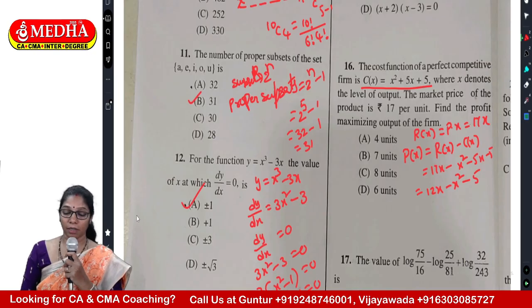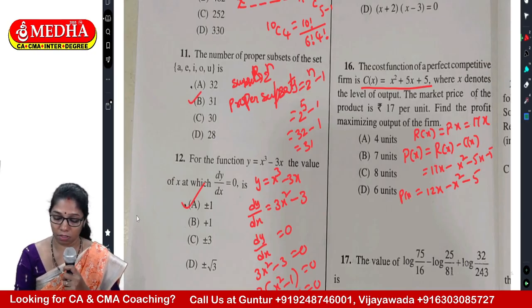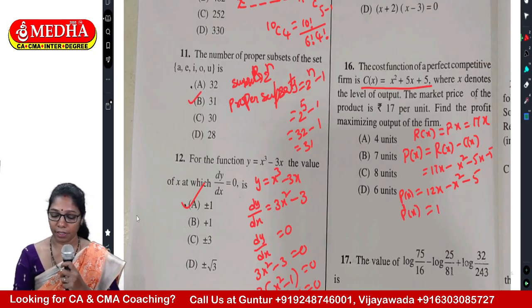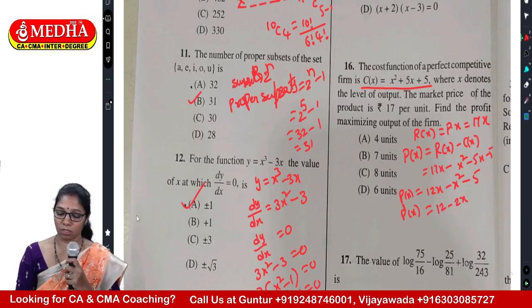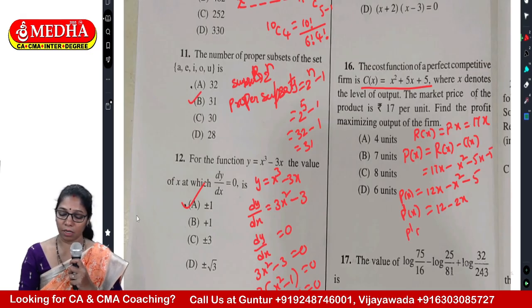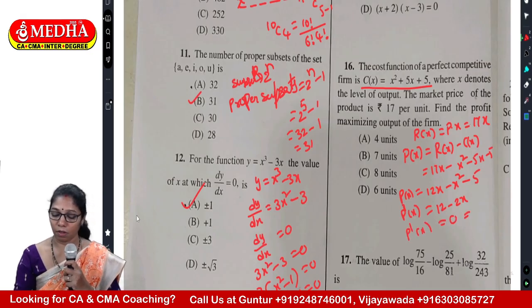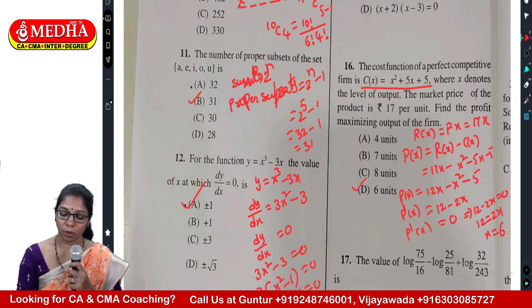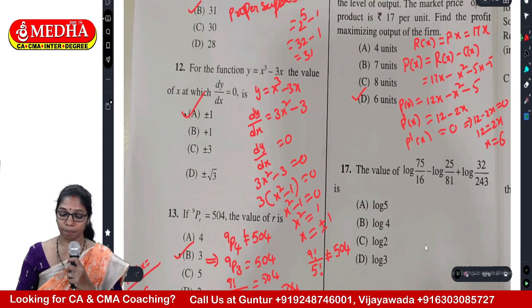But what they asked is the profit maximizing output of the firm. So this is P of x. Calculate P dash of x, that is dP by dx. Finally it is 12 minus 2x minus 0. Equating P dash of x to 0, 12 minus 2x is equal to 0, 12 is equal to 2x, x is equal to 6. So x is equal to 6 units.